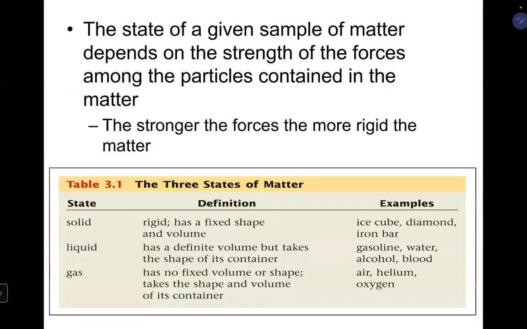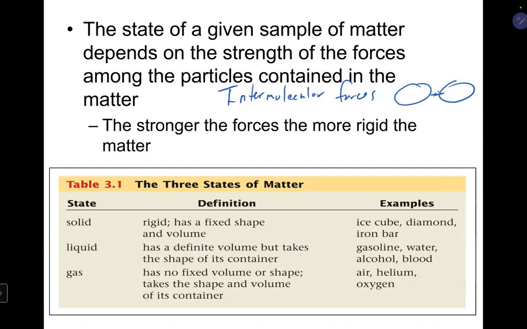Now, the state of a given matter depends really on the forces that hold them together. The forces they're talking about are what are referred to as intermolecular forces, and we'll talk about it in a later chapter. But intermolecular forces are really the forces that hold one molecule together with another. So the idea here, and we'll talk about these things in a later chapter, is this.